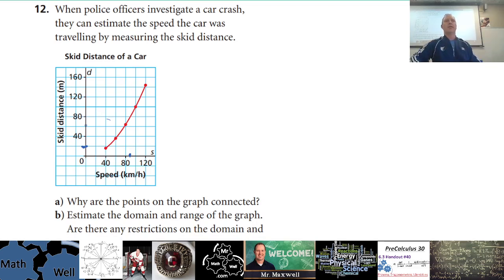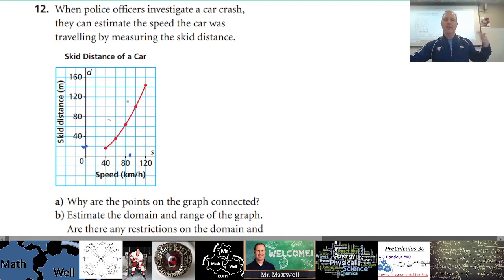So it's not like it jumps from this measurement just to the next measurement with nothing in between. So if there are no points in between certain plotted points, then it shouldn't be connected. But why are they connected? It's a continuous situation where each speed provides a distance of skid. Every speed conceivable within the domain provides, again, that's pretty technical stuff, but that was put well. It's continuous, and every single speed that's listed here would have a corresponding distance, and so you could connect all the points because it's a continuous situation.